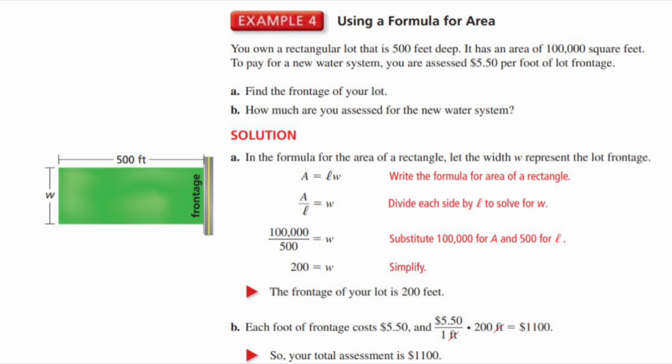And if it's $5.50 per foot, then you will put 5.50 over 1 times 200 feet and cancel the feet units, which will give you 1,100, which means the total cost for the 100,000 square foot lot will be $1,100.